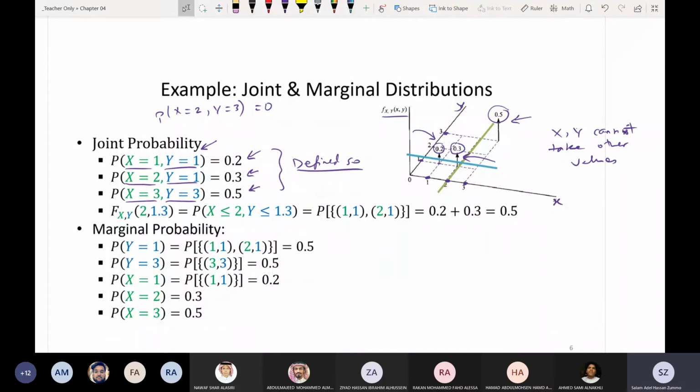So in this case, let's see the CDF of x and y evaluated at 2 and 1.3. What does this mean? We always go back to the definition. When you talk about CDF, we always go to the probability definition. CDF of x and y at 2 and 1.3, what does it mean? It means that this is equal to the probability that x is less than 2 and y is less than 1.3. This is by definition. Right?